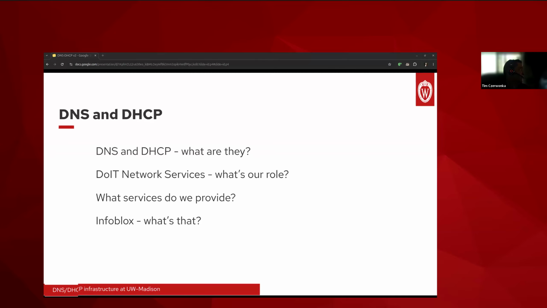And Infoblox. When I talk about Infoblox, that is just the name of a company that sells DDI solutions. DDI being DNS, DHCP, and IPAM. I just gotta love acronyms, full of acronyms. Anyway, on the UW-Madison campus, we use Infoblox appliances to serve the authoritative DNS requests and DHCP for wired clients.